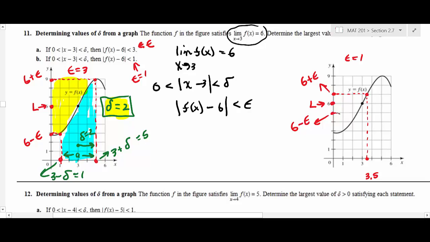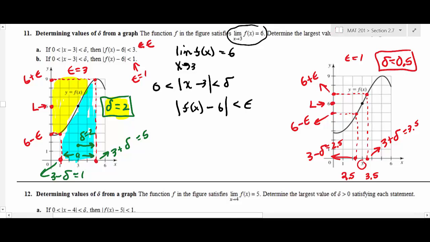And we go here, follow over to the curve, go straight down to get the bottom of the delta belt, which looks like 2.5. So what we have is the value of A, which is 3 again. So you're going to have 3 plus delta, which is going to end up being 3.5, and this point right here is 3 minus delta, which is going to be 2.5. So that means delta in this problem is going to be 1/2, is what you should have come up with.